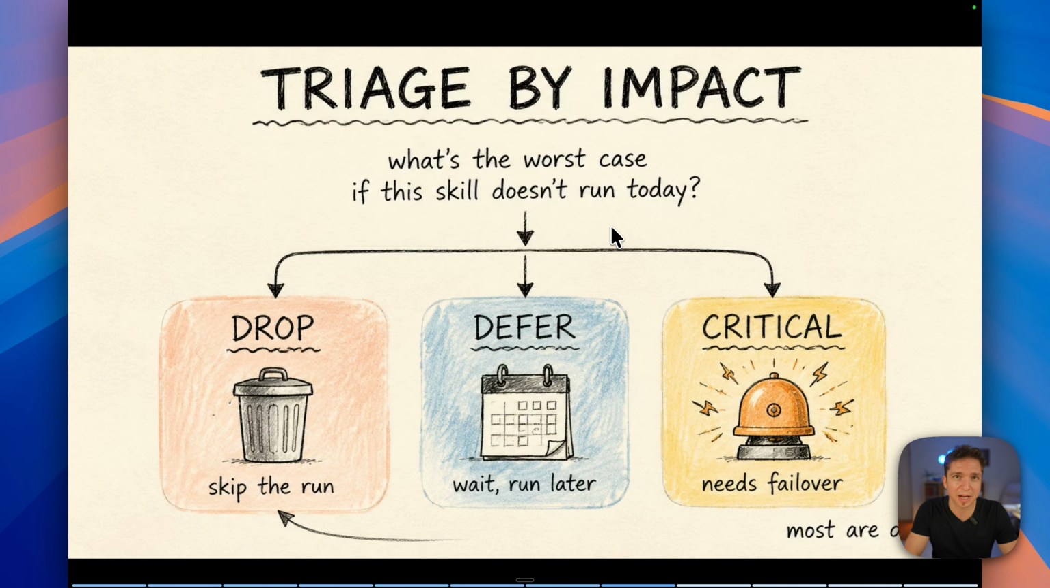But then once I've done my cross-agent testing, the next most important part is to triage by the impact. So I would look at all of the skills in my environment and understand, okay, what is the most important thing, and what happens if this thing does not run within the window that it's supposed to run.